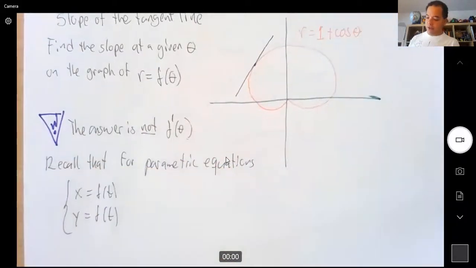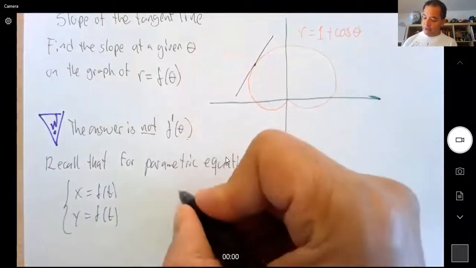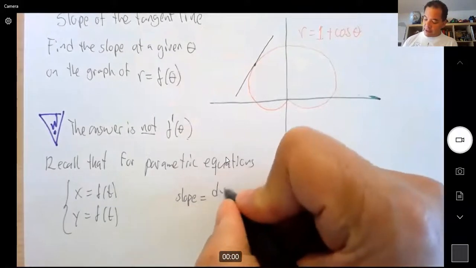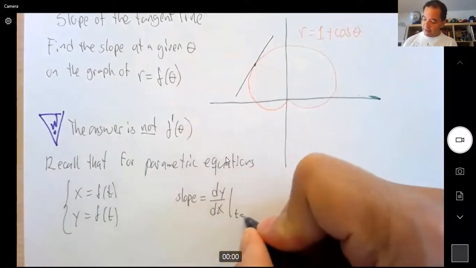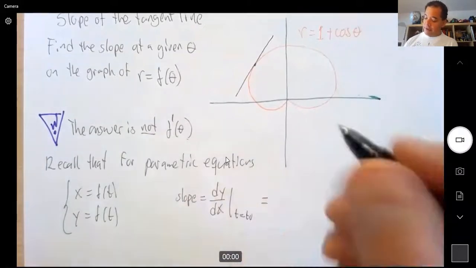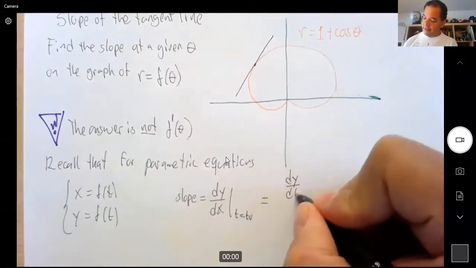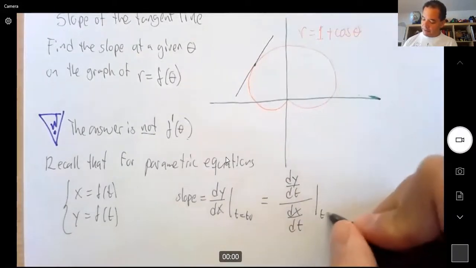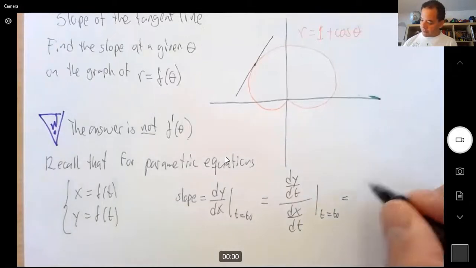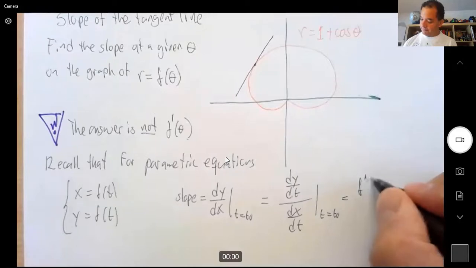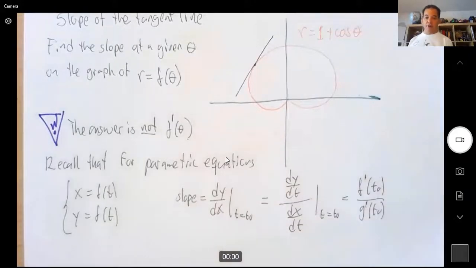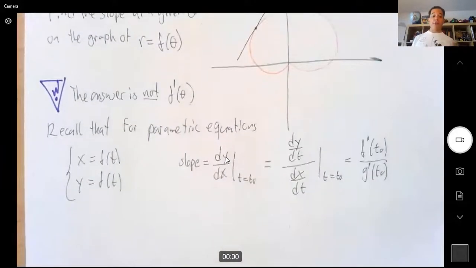When we have parametric equations like this, then we figured out what the slope is. The slope was dy/dx at some t0. And it was easy. All we needed to do was dy/dt divided by dx/dt, evaluated at t0. In other words, take the derivative of the top function and the derivative of the bottom function and plug in t0, right? That's what we did for parametric equations a couple of classes back.